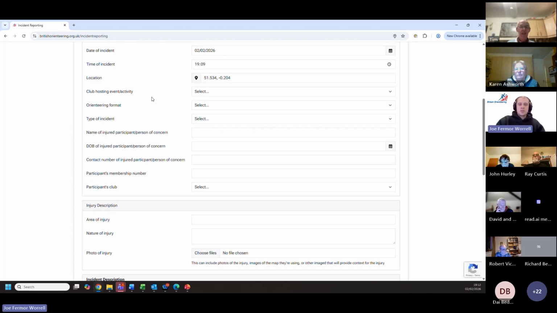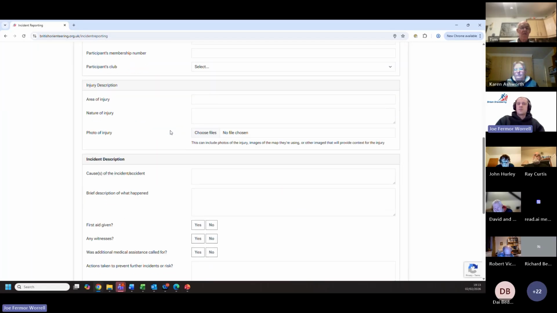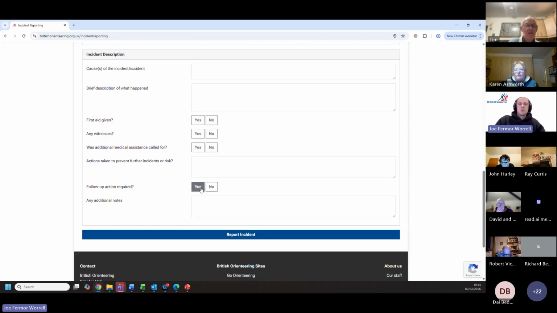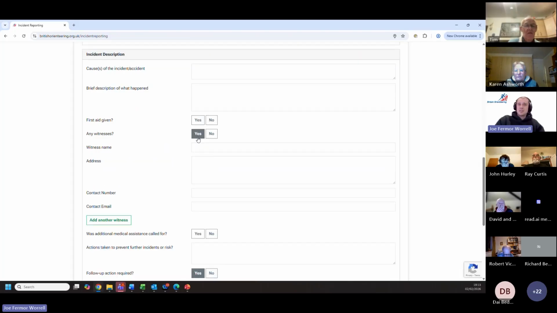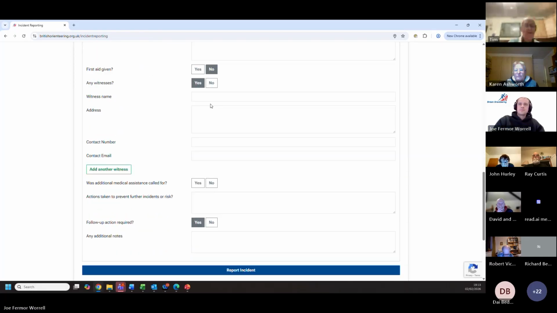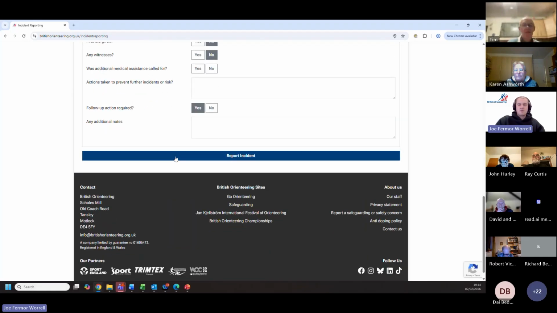The set location button, an exact pin can be put on where it is, and with it being a precise pin as well, if you have the information of where specifically on a course this is, that can then also be taken to, that also can give us the information on that front. All the further information on the form is very important. Follow-up action required, witnesses and details, first aid given and details. And then report incidents is the button that is pressed.